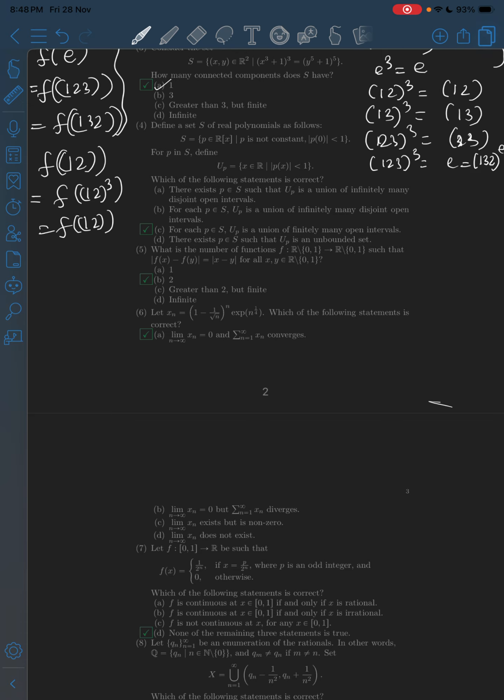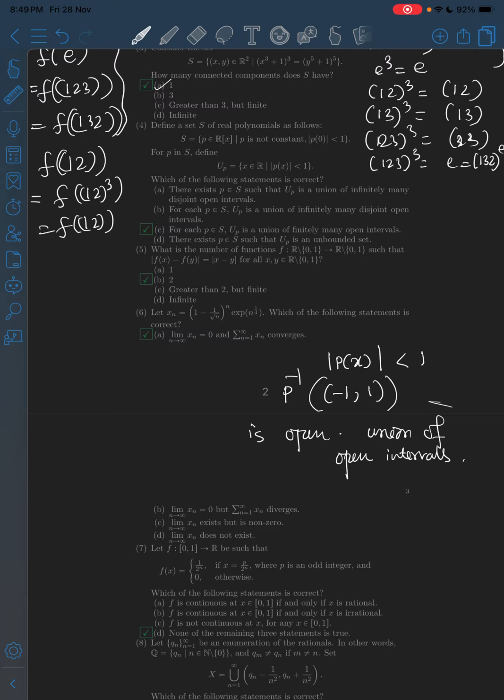See, this is a polynomial, right? So polynomial functions are continuous. So if you need to find all x such that mod p(x) is less than 1, then it is basically p inverse of (minus 1, 1), right? And since p is continuous, this is open. So that means this is a union of open intervals. Now the only thing that you need to check is whether it is a union of finitely many open intervals or infinitely many open intervals, which is not very difficult.